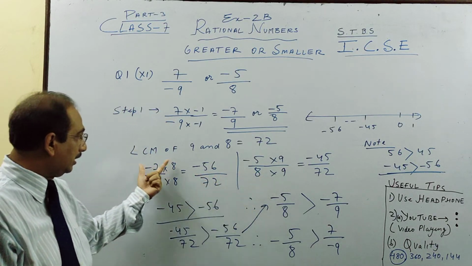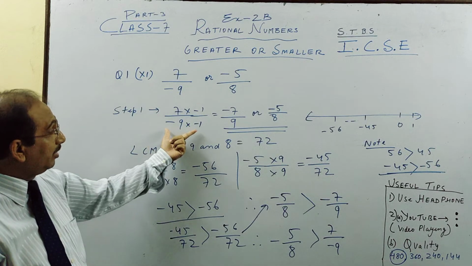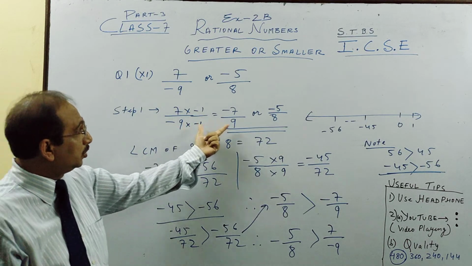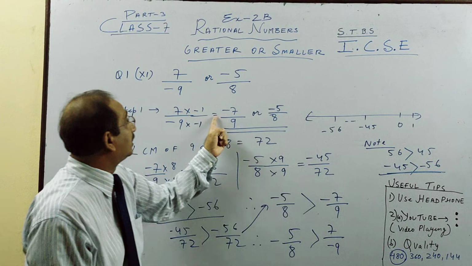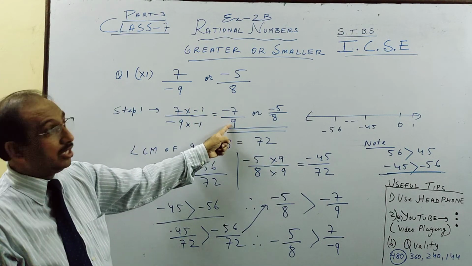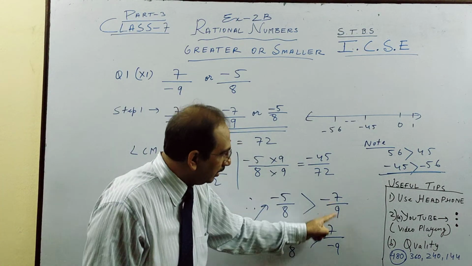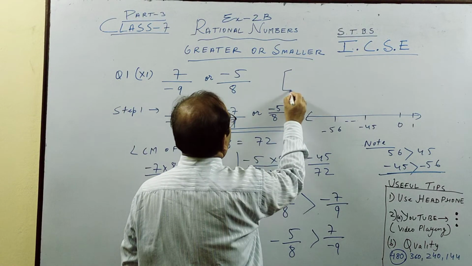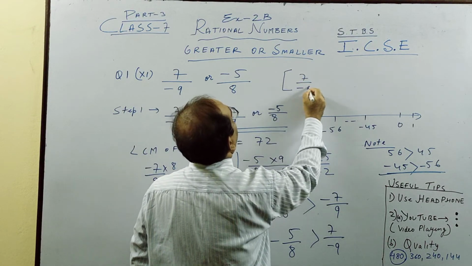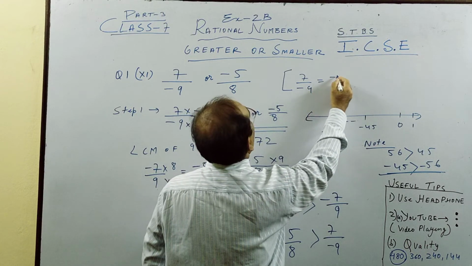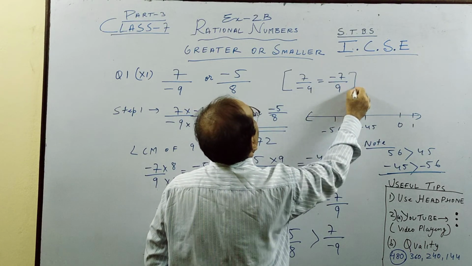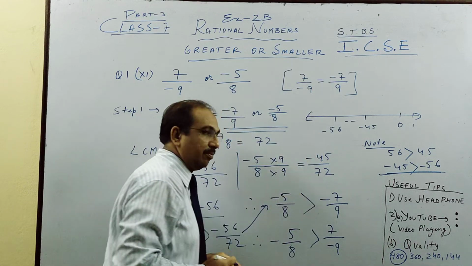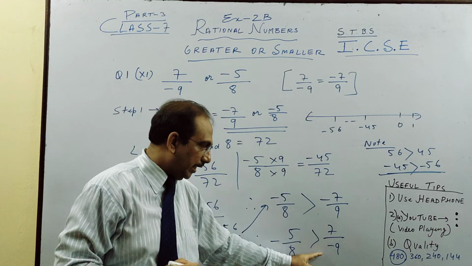So this is greater than this. -5 by 8 is greater than -7 by 9. But remember, we have multiplied and converted. So this is not my original fraction, -7 by 9. My original fraction is 7 by -9. They are the same. These two are equal. Remember, when you multiply by -1, 7 by -9 is equal to -7 by 9. They are the same. So I write this.